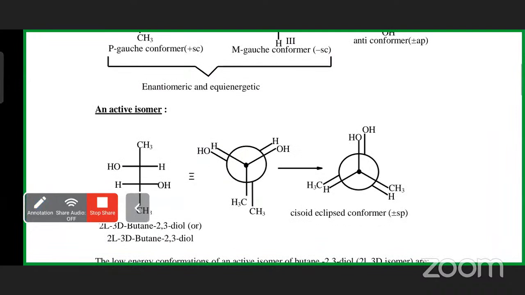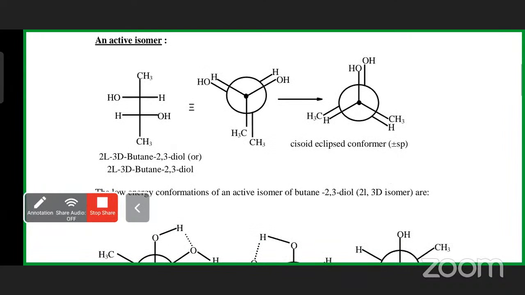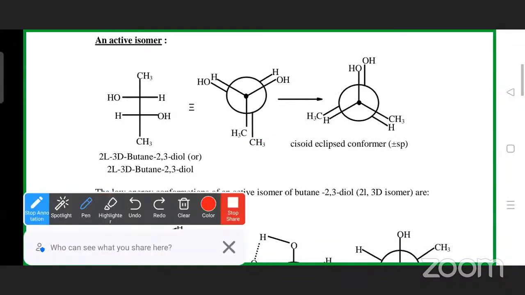Now we will go with the active isomer. The one above is the meso conformer, the same compound, but now the other isomer. So we'll go with this active isomer. In the active one, we'll take the erythro form, where these hydrogens are in the opposite direction. So this is the erythro conformer here.